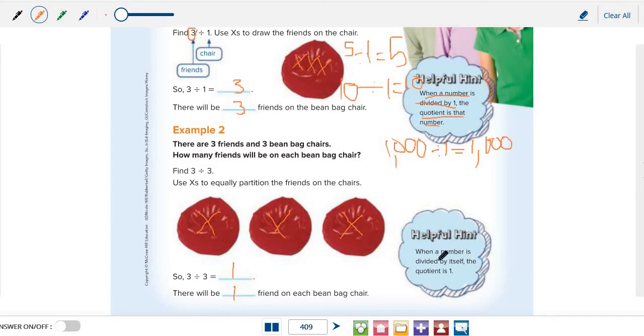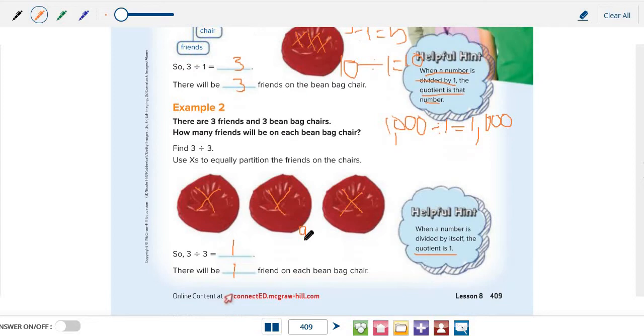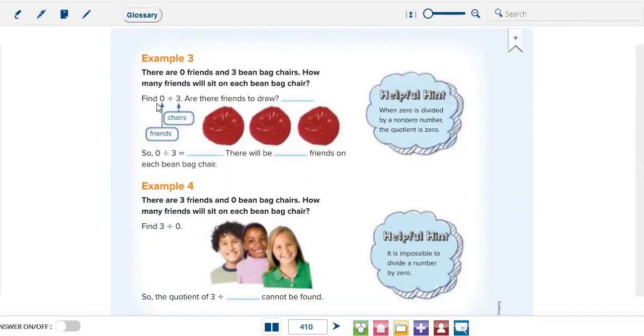That means when a number is divided by itself, the quotient is 1. So interesting. That means also 9 divided by 9 equals 1. 20 divided by 20 equals 1. 100 divided by 100 simply equals 1. So again, the second rule says that when a number is divided by itself, the quotient is 1. Now let's solve example number 3.